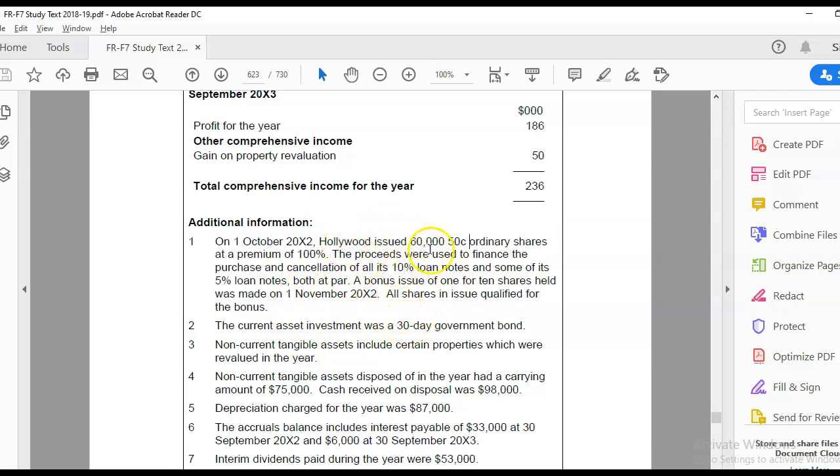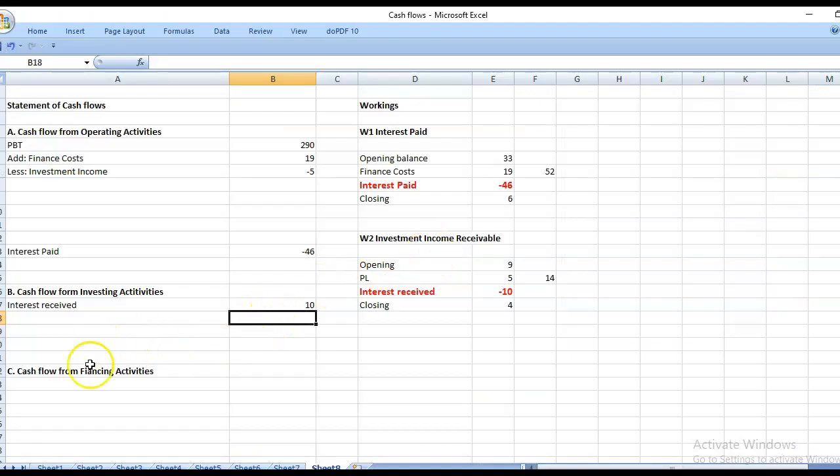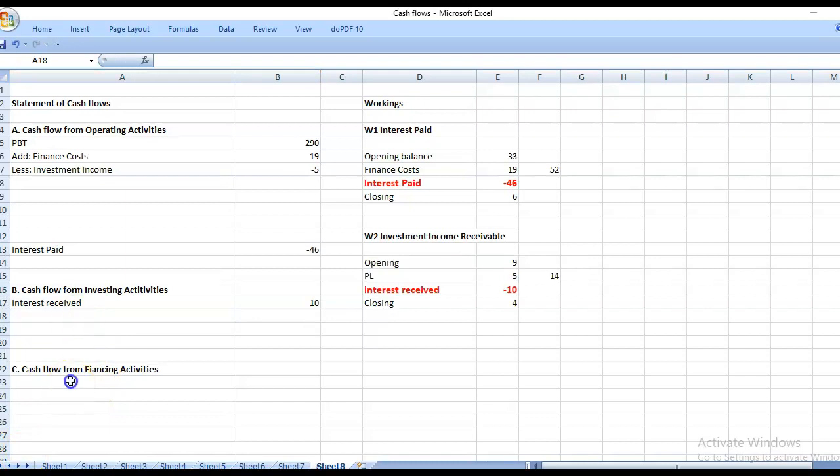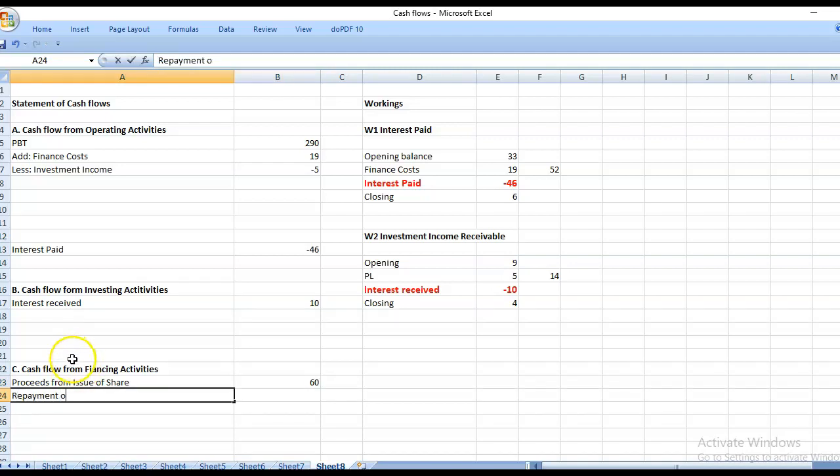Okay. So when you issue 60,000 shares at 1 cent each, you'll get $600. So proceeds from issue of shares is 60,000 shares into 1 cent for each, so 600. But with those, you also did a repayment. So repayment of loan notes is negative 600. If the examiner had not told you that with the proceeds you made a repayment of loan notes, you would still know that there is a repayment.